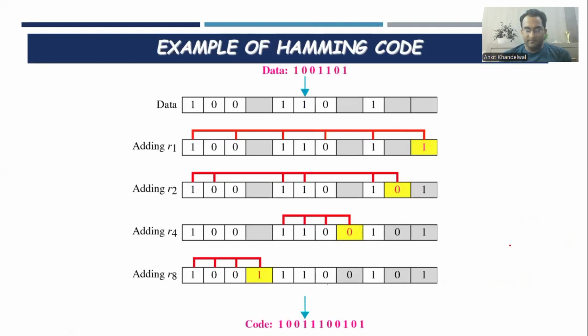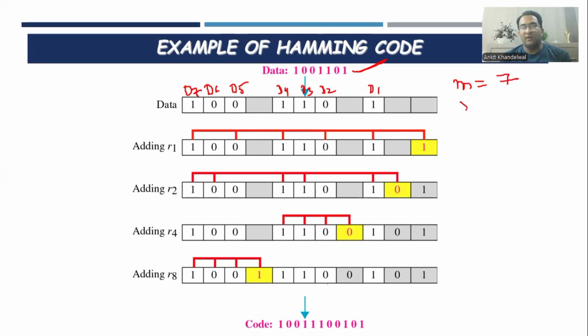Now let us see this with an example here. We have a data, that is 1 0 0 1 1 0 1. This is the data. So these are total bits D1, D2, D3, D4, D5, D6, and D7. So total value of M is equal to 7.